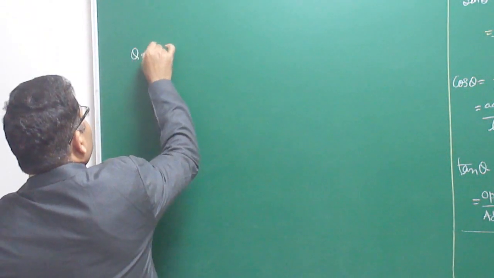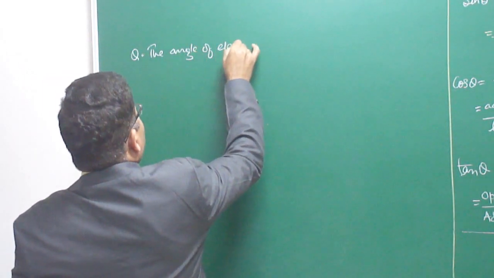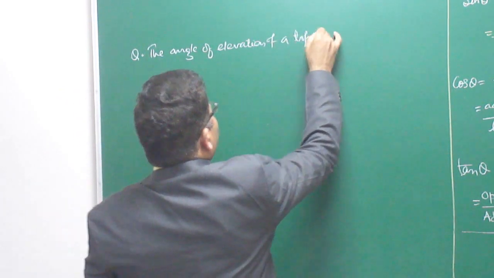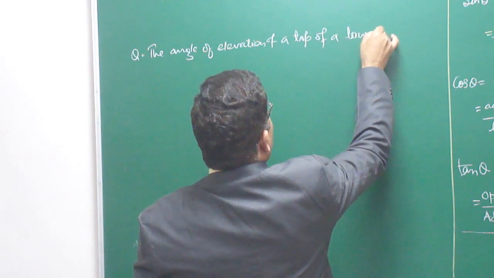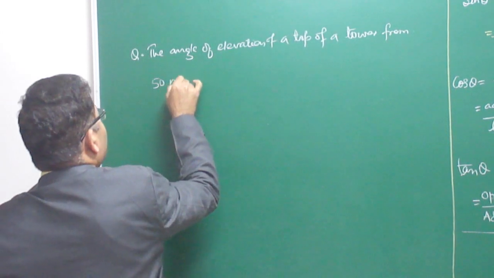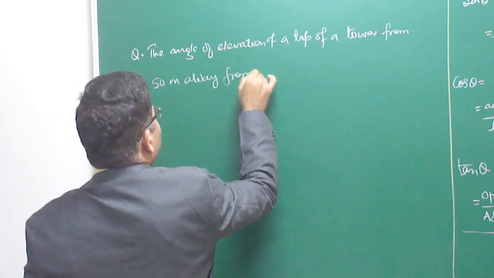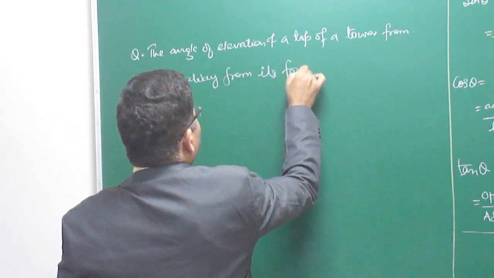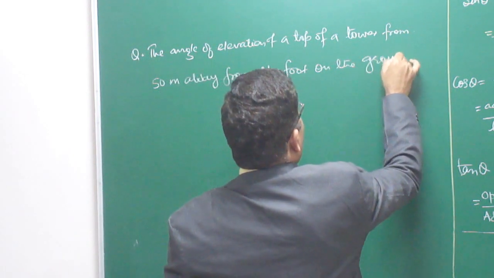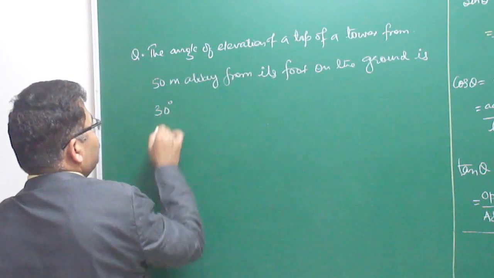Question is: the angle of elevation of the top of a tower from 50 meters away from its foot on the ground is 30 degrees.